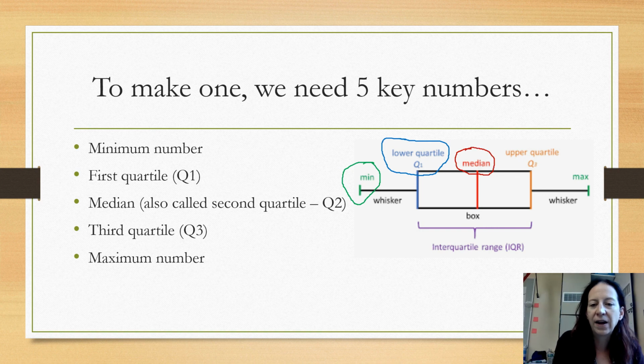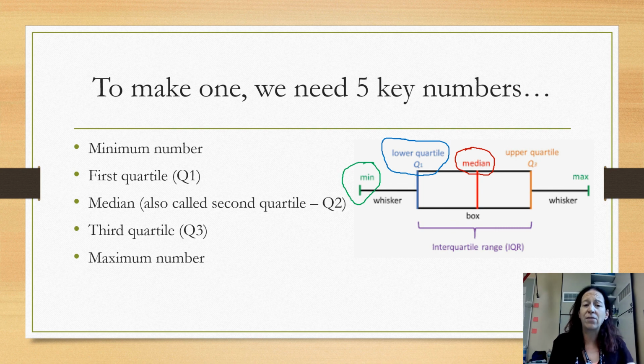We'll go over how to find it, but the median is the middle number, and I'm just assuming that you know how to find it. And the median is written over that line there. Then we have the third quartile. Oh, and the median is also called the second quartile.